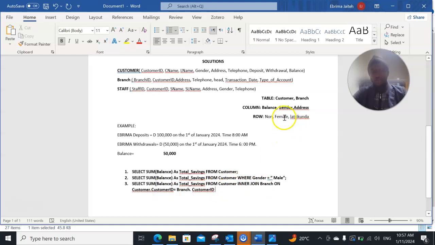Now let's further continue. The question further says the gender must be what? Female, and the address of the branch is Latrikunda. So I'm going to bring my where condition. Where what? Gender. Where gender is equal to female, and female is a character. It must be in what? Quotation, so that it can be recognized by SQL.